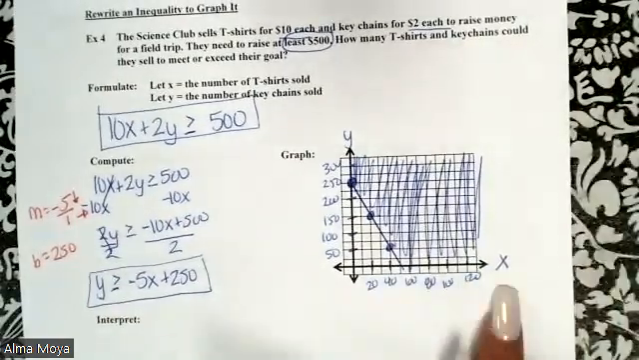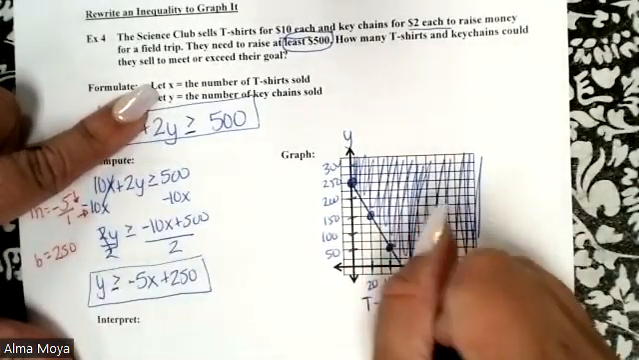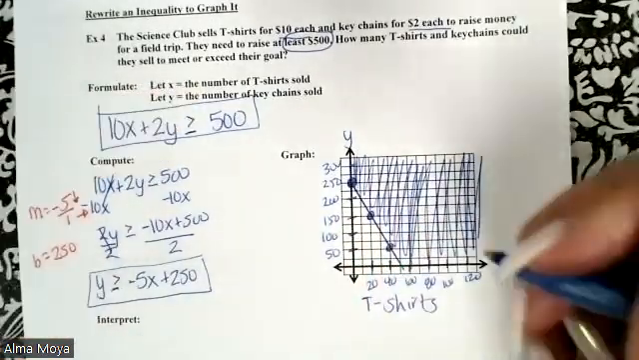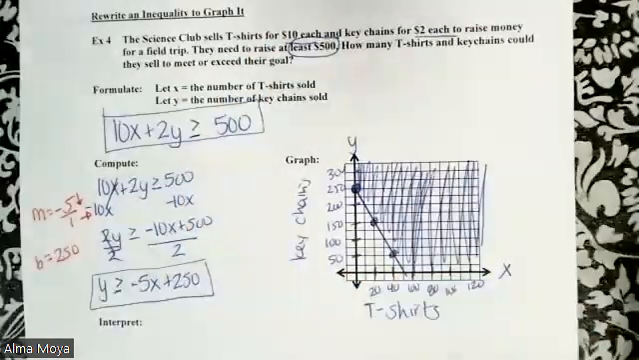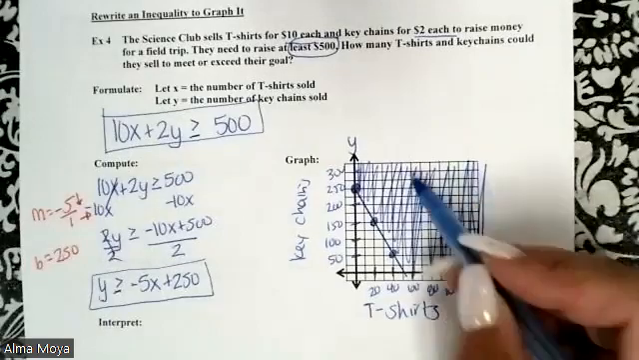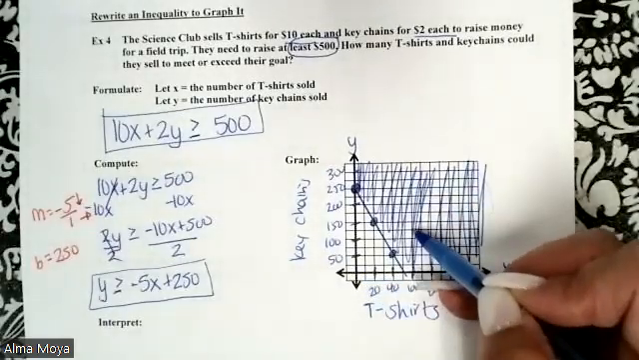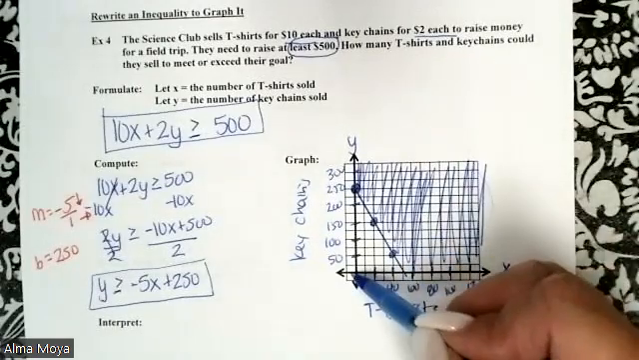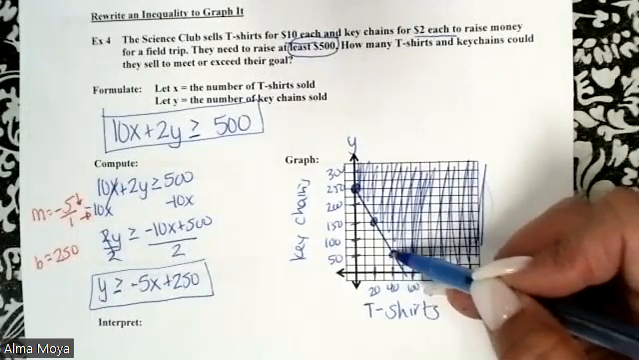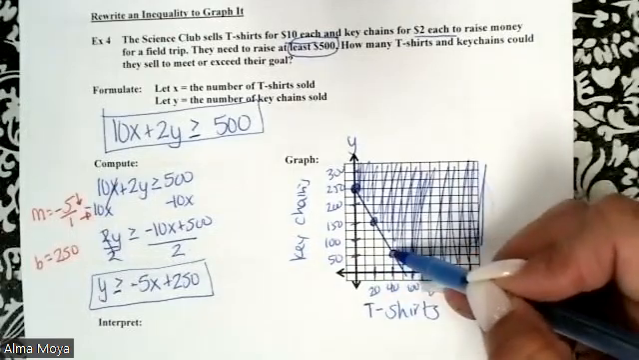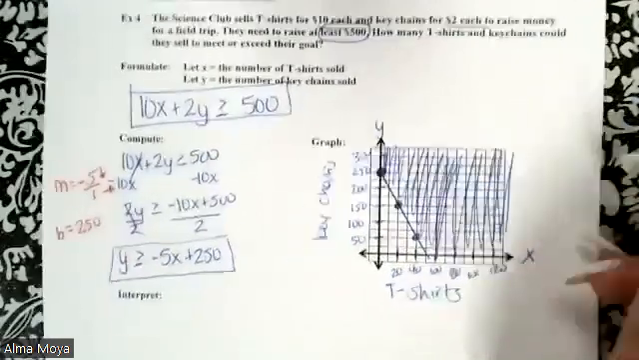Keep in mind, x represented the t-shirts and y represented the keychains. They can basically sell any combination right here. They can sell 60 t-shirts and 150 keychains, and that works. They can sell 40 t-shirts, but if they sell 40 t-shirts, they have to sell 50 or more keychains. Anything up here will work, okay?